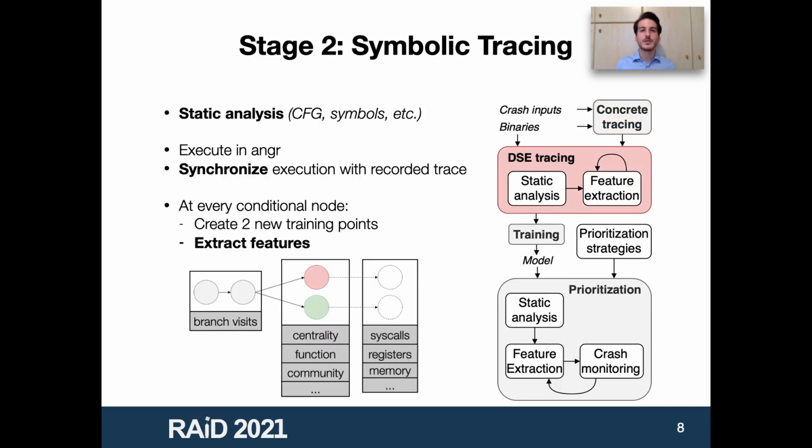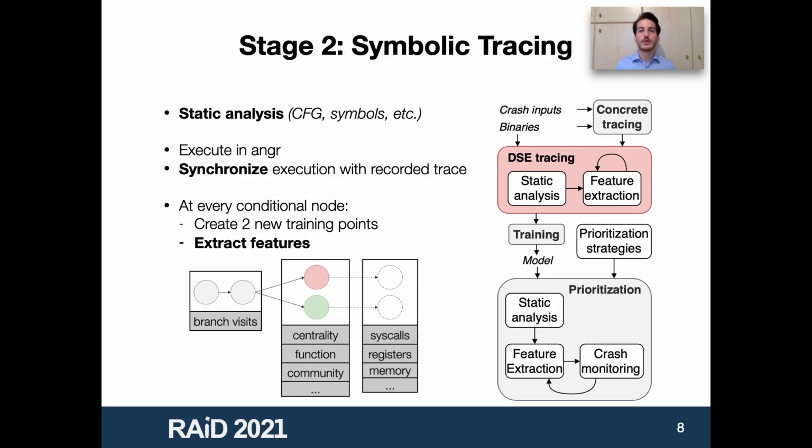During the second stage, symbolic tracing, we initially run some static analysis to extract symbols, control flow graph, function information, etc. We then load and execute the binary in the angr framework and synchronize the execution with the trace that we previously recorded during the concrete tracing stage. After every conditional instruction, the execution will fork, and we will create 2 new training points in our dataset, one for the taken branch and one for the missed branch.